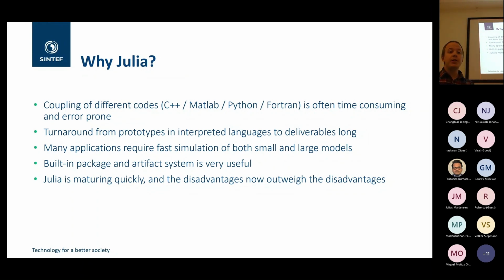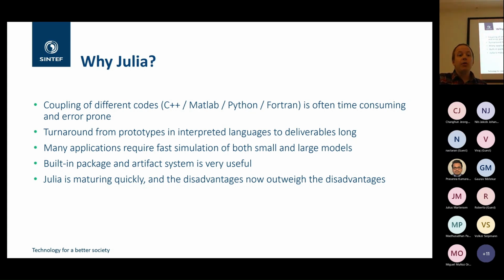One of the major points there is the coupling of different codes: C++, MATLAB, Python, Fortran, and some proprietary ones where you just get executables. This is often quite time-consuming and error-prone, and it's not really what you want to be spending your time on when you're solving actual problems for industry or research.